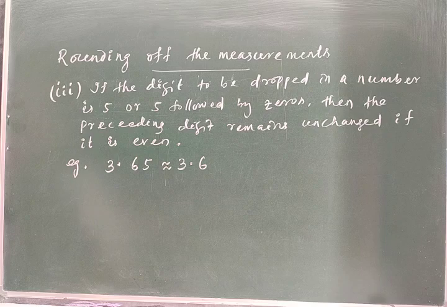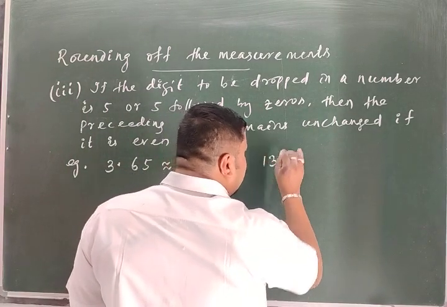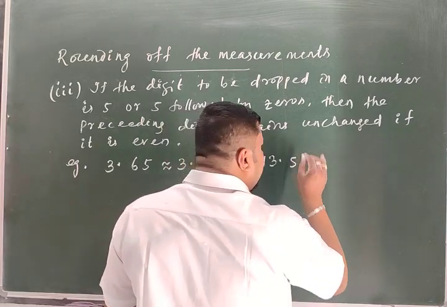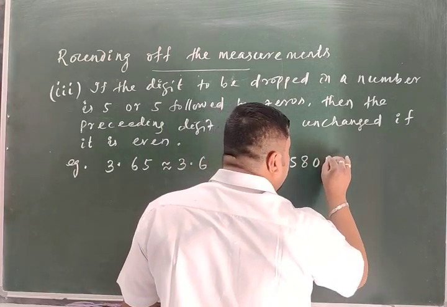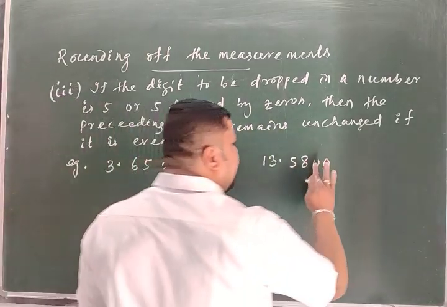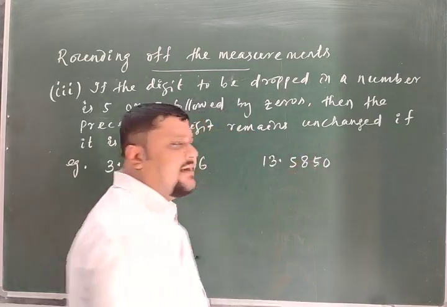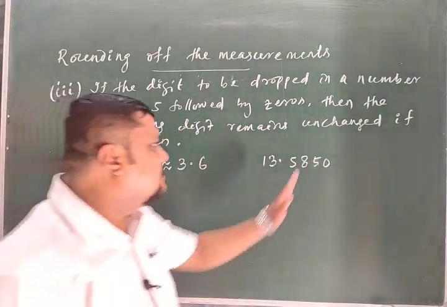And if the case is like 13.5850, if I want to drop this 5.